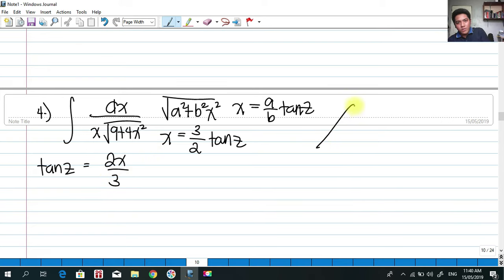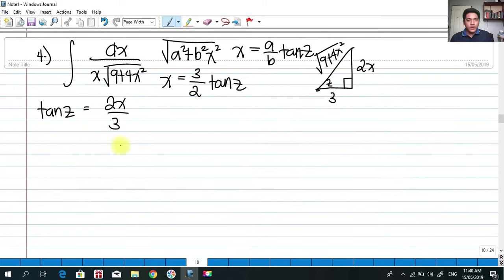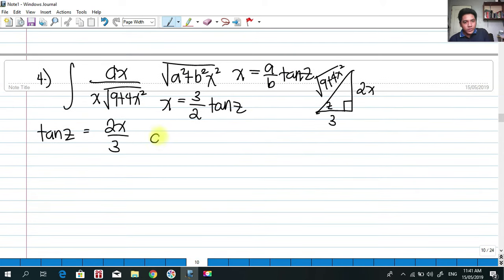So if we're going to draw our triangle here, this is our z. Tangent is TOA, opposite side is 2x over adjacent is 3. Therefore, this side is square root of 9 plus 4x squared. After that, we're going to get the derivative of x with respect to x on the left side and with respect to z on the other side: 3 halves. The derivative of tangent z is secant squared z dz.